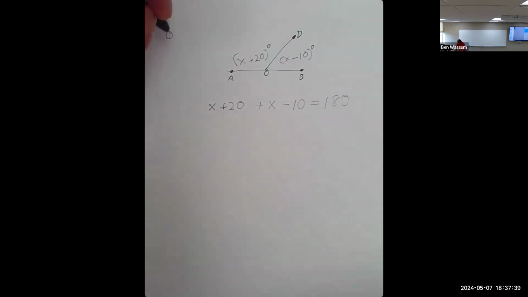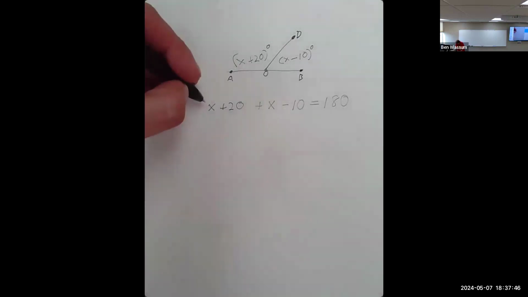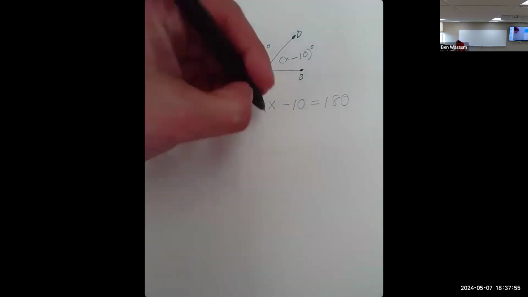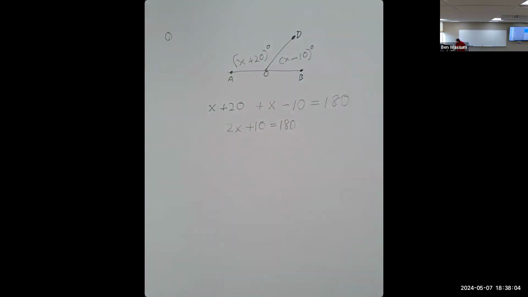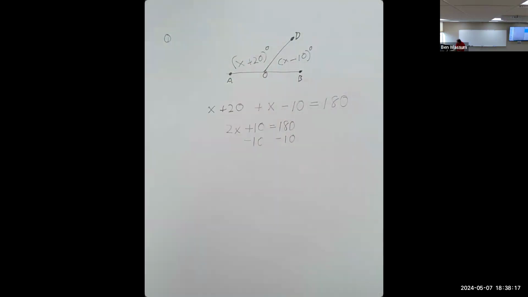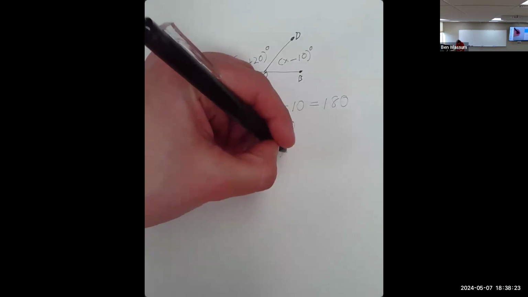And so we have this thing. At this point, we'll just add together everything on the left. We have an x plus another x, so we get 2x, plus 20 minus 10 plus 10, equals 180. Then I'm going to subtract 10 from both sides. I get 2x equals 170.